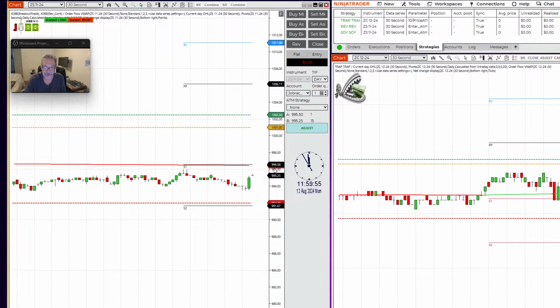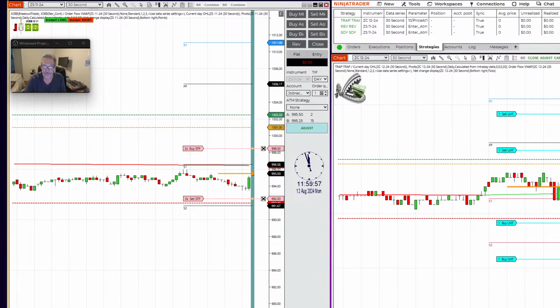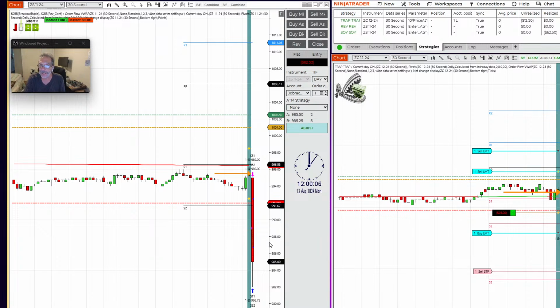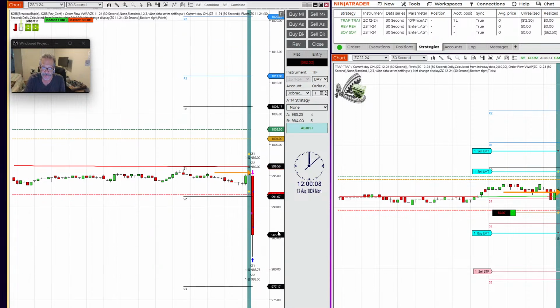Our brackets will show up about now. Okay, hit the first target, and I'm guessing it pulled back really fast. Really fast. That's the only thing that could explain that it wasn't a winning trade, because it was a good looking move. It hit my first target and then hit my second stop.